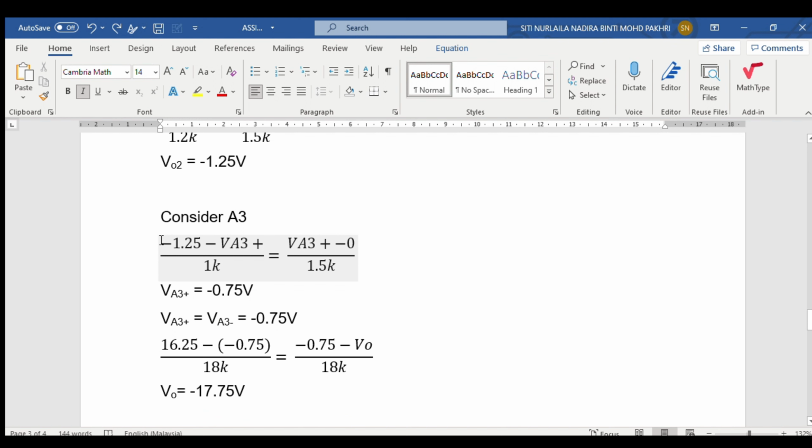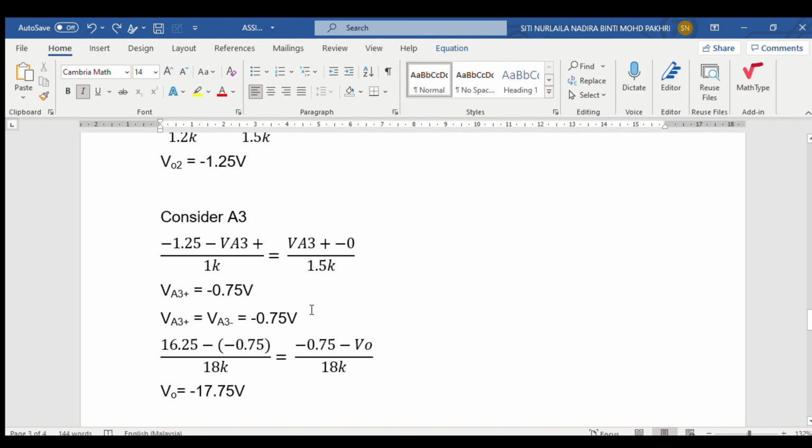Then we need to consider A3. Negative 1.25 minus VA3 plus over 1k equals VA3 plus minus 0 over 1.5k. Then we will obtain the value for VA3 plus. It is equal to negative 0.75 volt. The value for VA3 plus is equal to the value for VA3 minus, so it is equal to negative 0.75 volt.